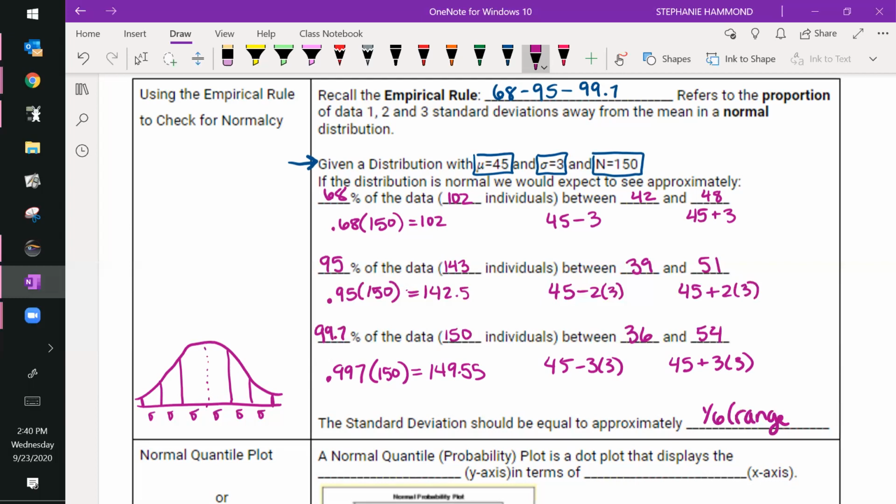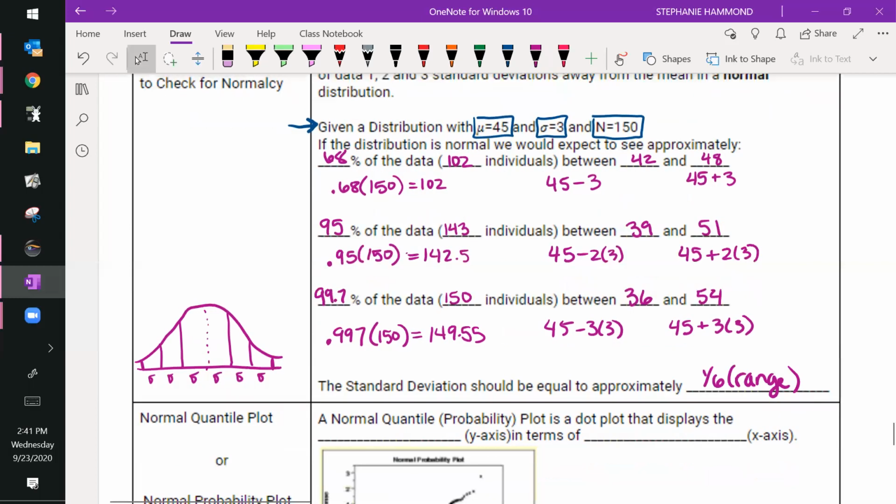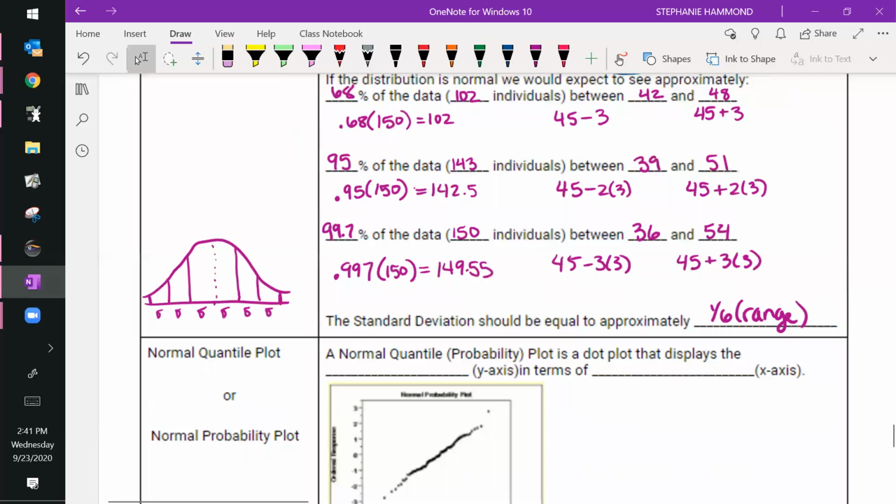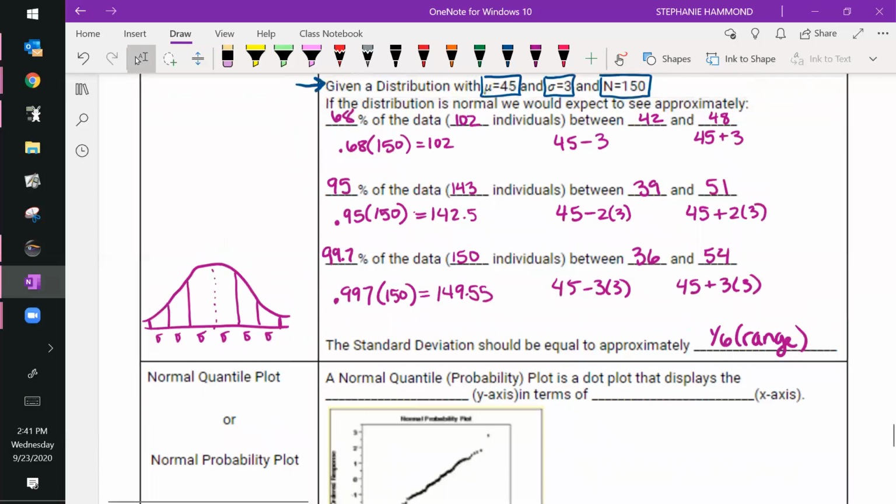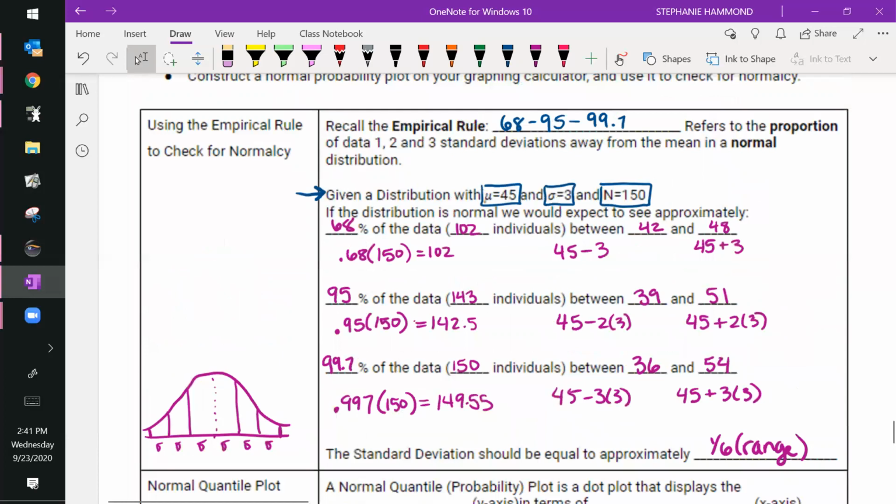So the range, remember, is the maximum minus the minimum. So if I know the range is 50, meaning there's 50 points between the minimum and the maximum value, then 1/6 of that should be about equal to the standard deviation, so that the empirical rule can apply. Okay, so again, that's one way that we can make sure that our data is truly normal.